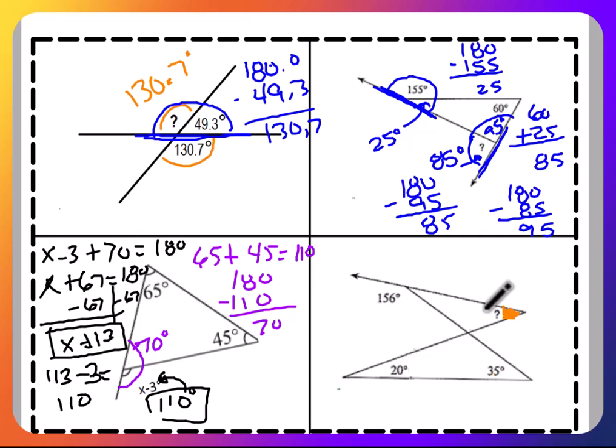First of all, I know that there's two triangles, right? On this larger triangle on the bottom, I know two of the angles. So I can easily find this third angle, right? So add them up, 20 plus 35, and subtract it from 180. So that's going to be 180 minus 55, which is going to equal 125. Okay, so this angle right here is 125 degrees.